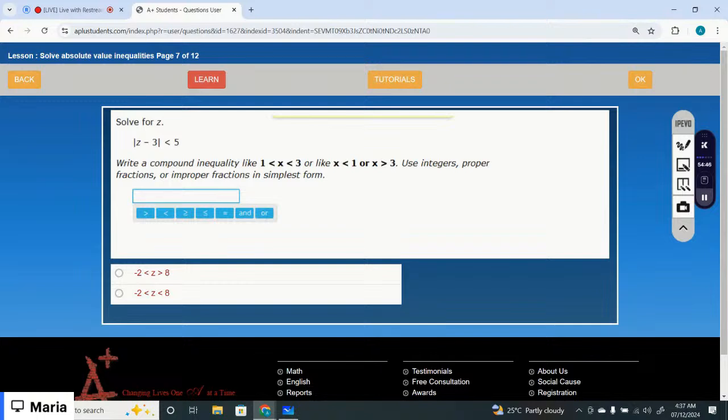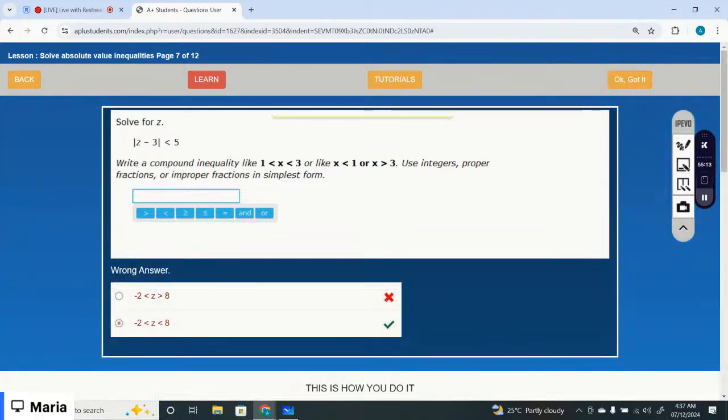Z minus 3 is less than 5, so which is the correct option? That is negative 2 is less than Z and Z is less than 8 is the correct option. Oh, that is option number 2.